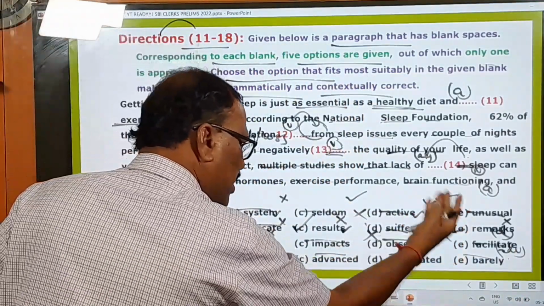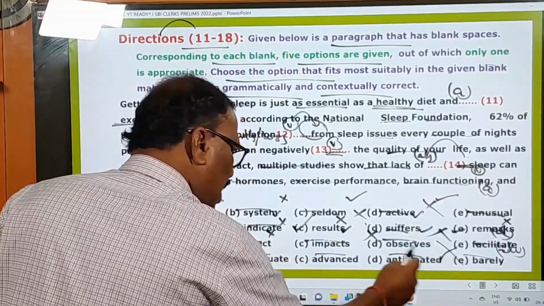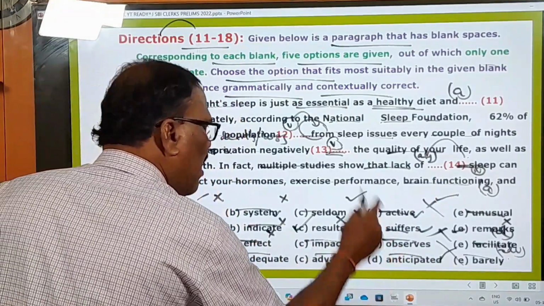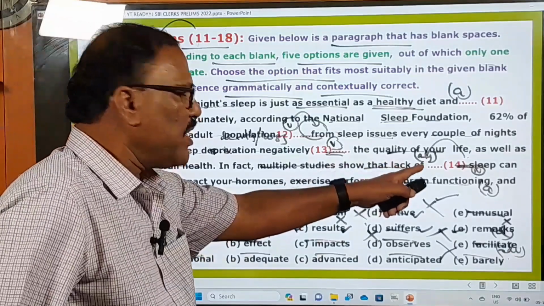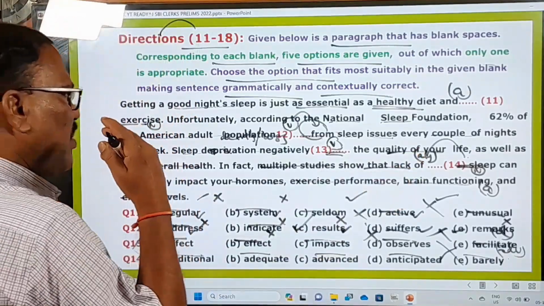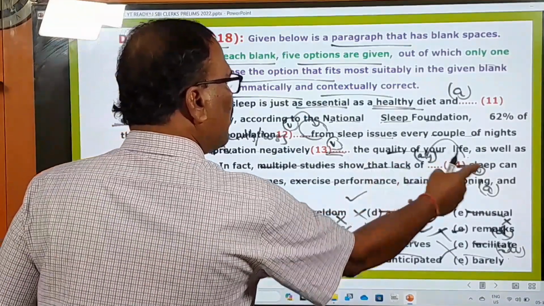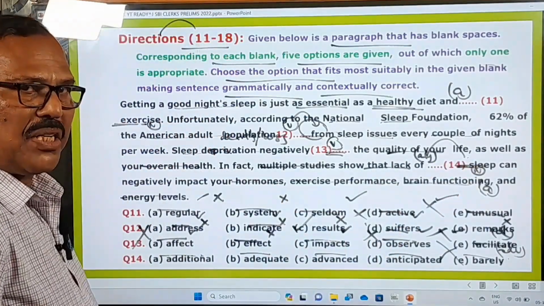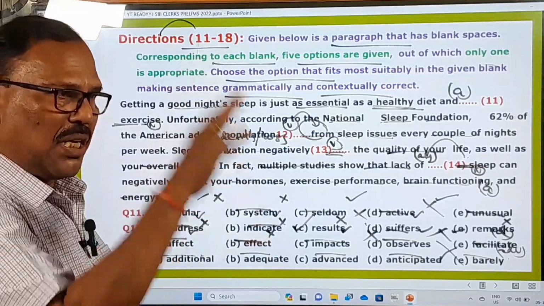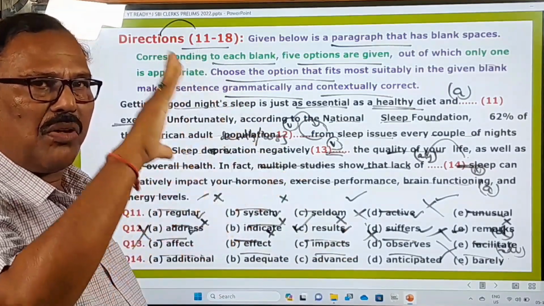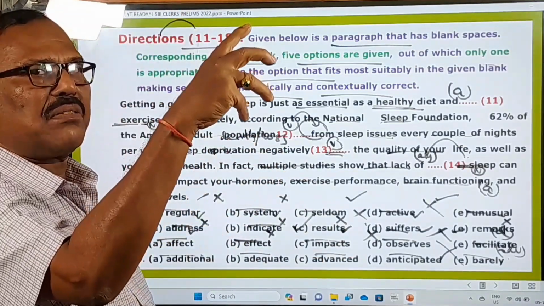So it's an adverb, so it is left out. Totally left out, and only these 4 words are in the competition to be filled in this blank. Which word goes with that blank? Additional cannot go. That lack of additional sleep, no. Additional sleep means extra sleep.